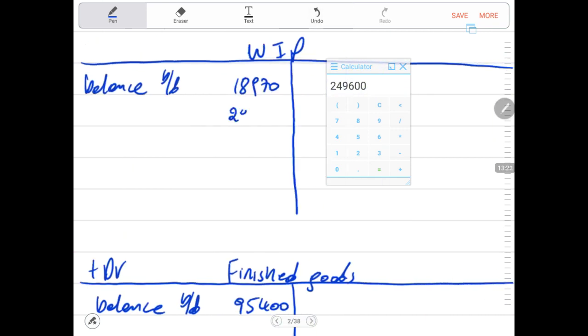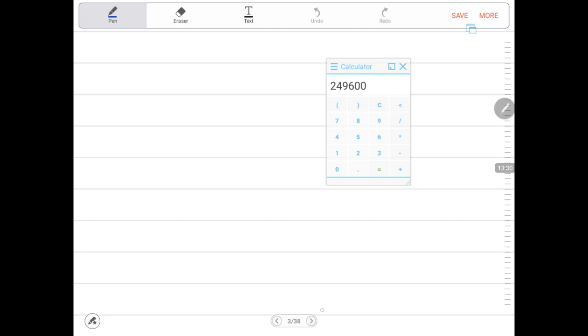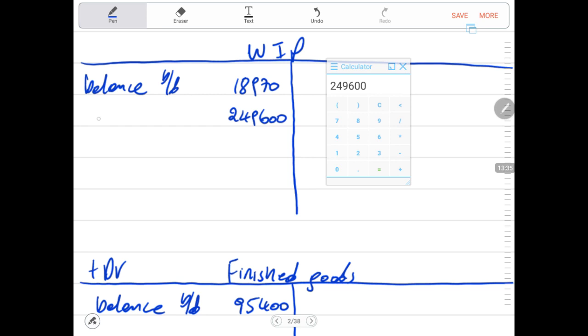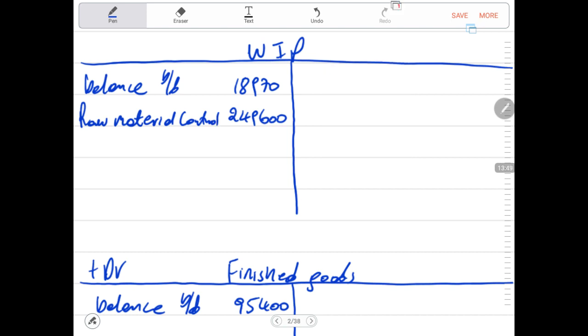That is why the 249,600 is recorded on the debit side. Just verify if the amount is captured correctly. 249,600, yes. Then this is raw material control. This is from the raw material control account, where material was taken from the raw material ledger account and transferred to the debit side of the work in progress, where the work in progress is increasing whenever more material or more costs are incurred in this department.